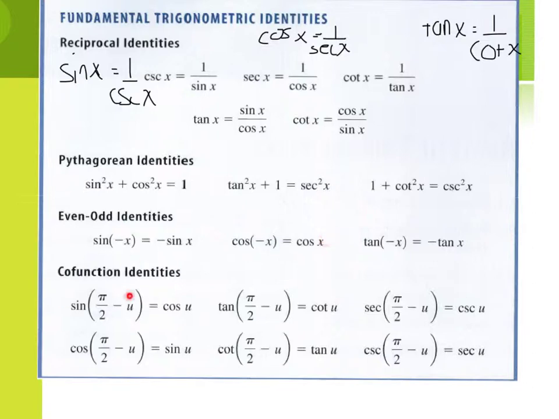We have cofunctions. Remember, pi over 2 is 90 degrees. So if I have sine of 90 minus some angle, that's going to be equal to cosine of whatever that angle is. Or the output is completely equal to it. The same is true for tangent, cotangent are cofunctions, secant, cosecant, and then I can go in the reverse. Cosine, sine, cotangent, tangent, cosecant, secant. So now I'm going to incorporate all of these identities to provide proofs. Here's our first example.